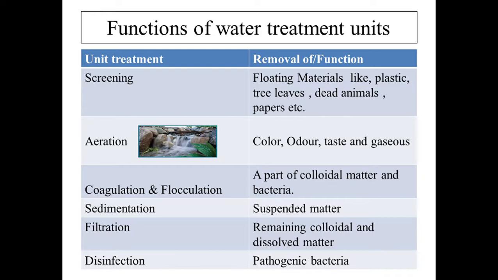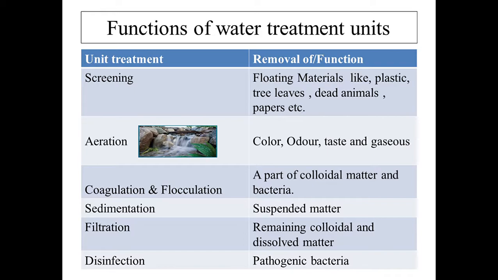The second unit of the water treatment plant is aeration. It is very important because it removes the color, odor, taste, and various objectionable gases. The third unit is coagulation and flocculation. It removes a part of the colloidal matter and bacteria that may be present in the water. Then, sedimentation. Sedimentation is used to remove the suspended matter which may be present in the water.